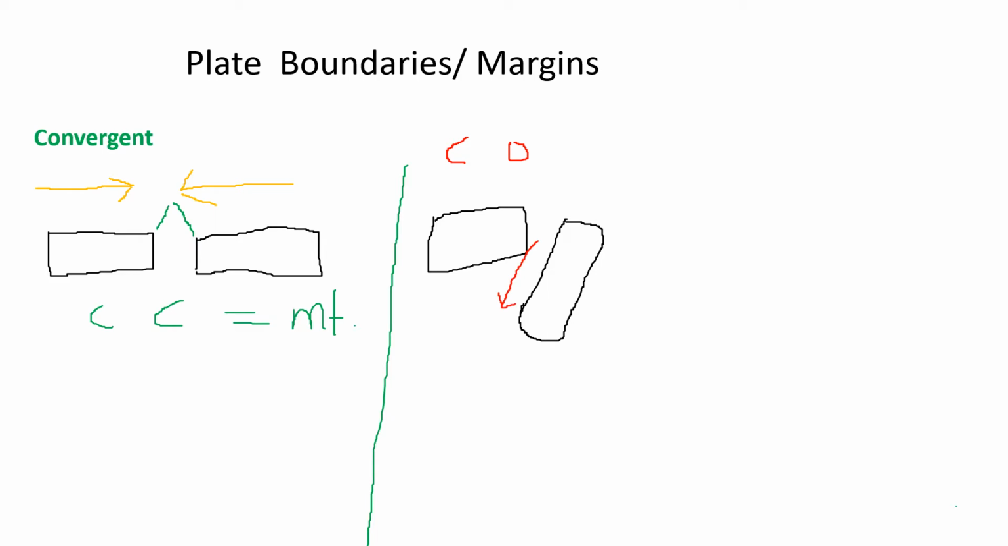So can you tell me which one of these plates would be the oceanic plate and which one would be the continental? Okay, good guess. This is the continental and this one is the oceanic. All right, so the oceanic plate is the denser one. So what happens here when this oceanic plate gets into the mantle, it will melt and be reabsorbed into the mantle.